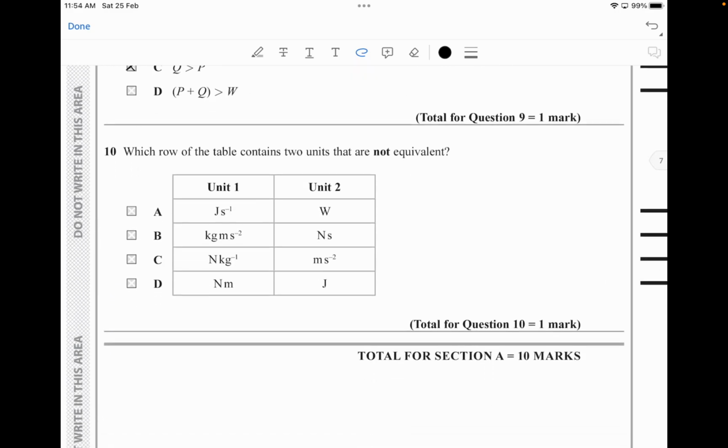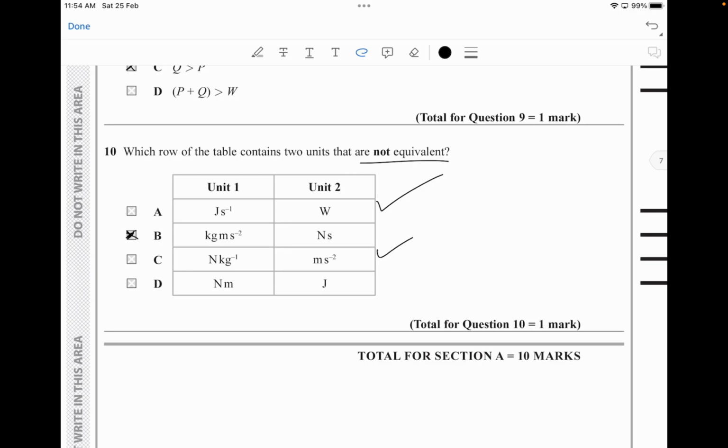Okay, next question: which row of the table contains 2 units that are not equivalent to each other? By looking at this, it's not equivalent to each other, so it's going to be 10B. Now the reason why it's 10B, because A is incorrect, because 1 watt is defined as 1 joule per second, so this is correct. C is also not the correct answer, because 1 Newton meter is also equivalent to 1 kilogram meter per second square.